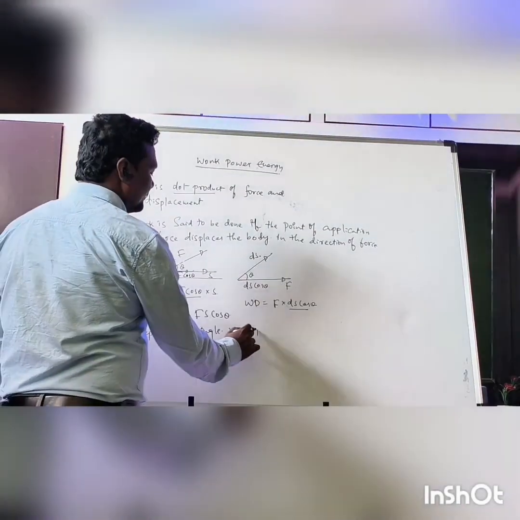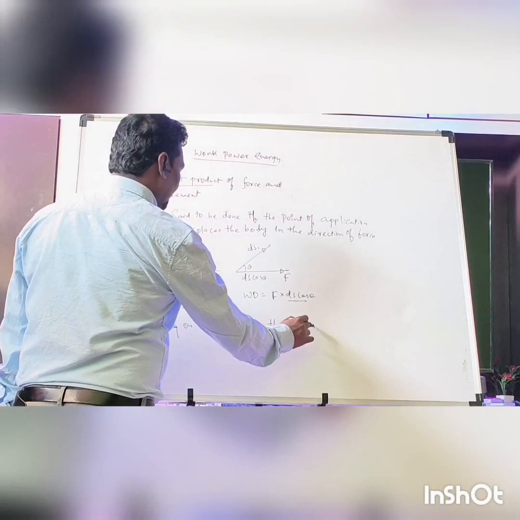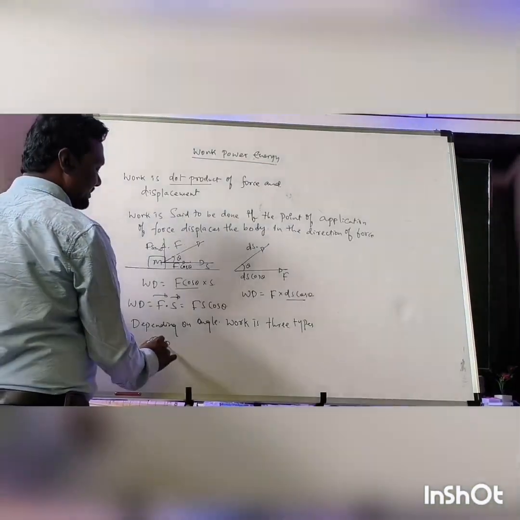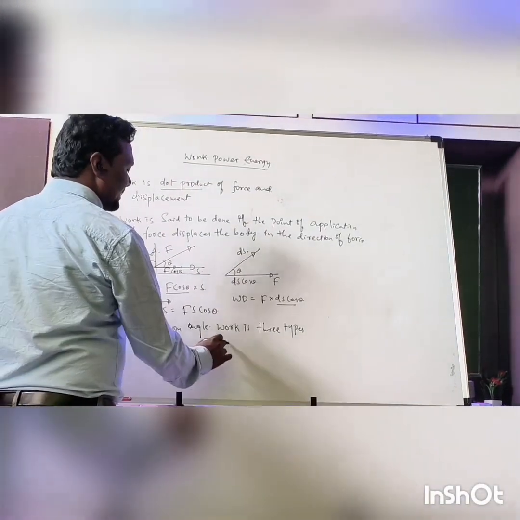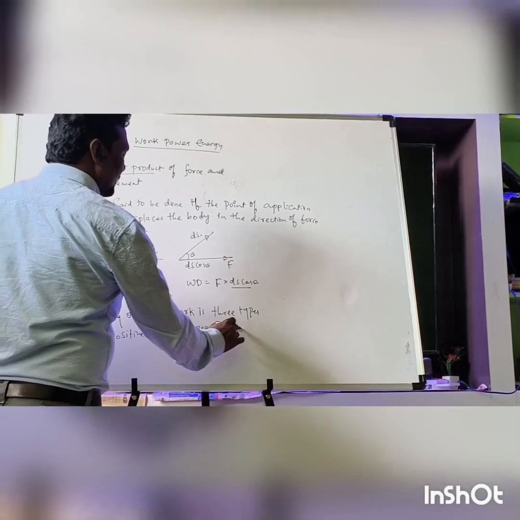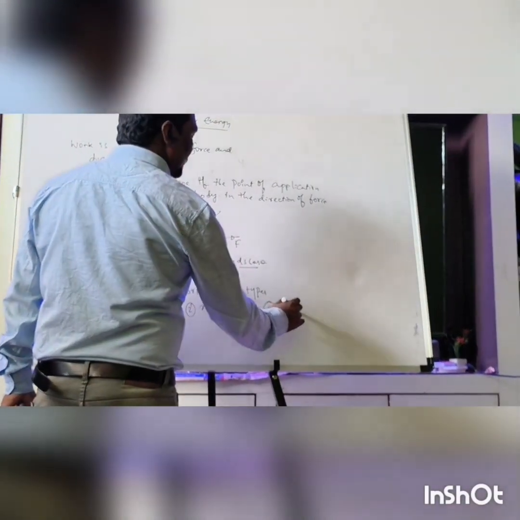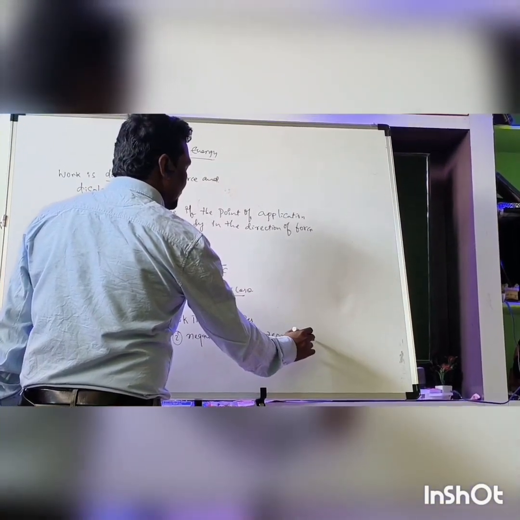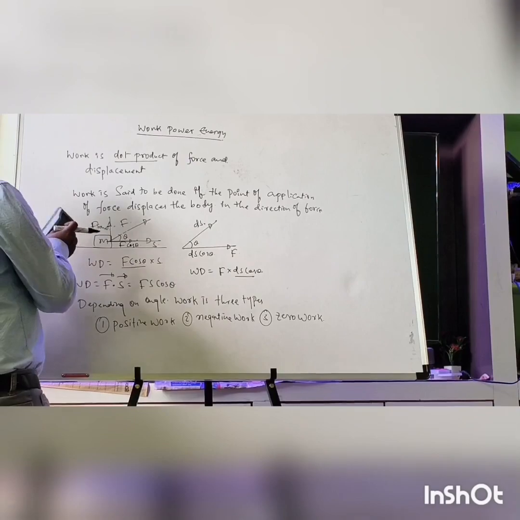work is of three types. One is positive work, second is negative work, and third is zero work. There are three types of work.